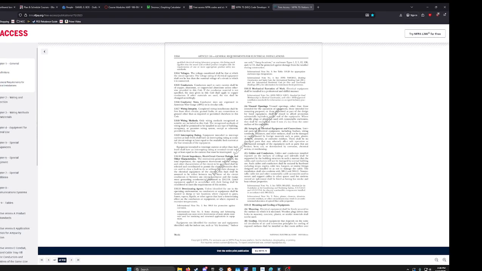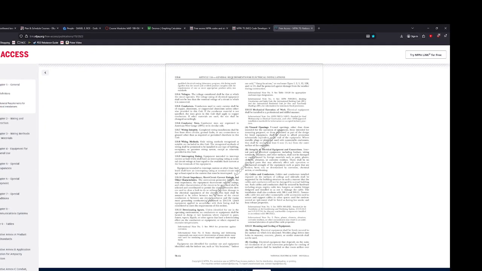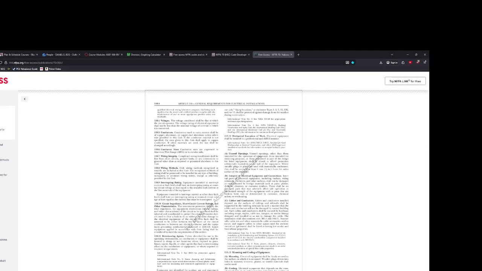Then skip over voltages. Conductors. Conductors used to carry current shall be of copper, aluminum, copper-clad aluminum, or tinned copper also counts, unless otherwise provided in this code. So, always use copper, aluminum, or copper-clad aluminum. I mean, you're never really going to go on a job site and get anything other than that, I'm assuming. Conductor sizes. Conductor sizes are expressed in American wire gauge or in circular mils. We have that whole chart at the end of the book, I believe.